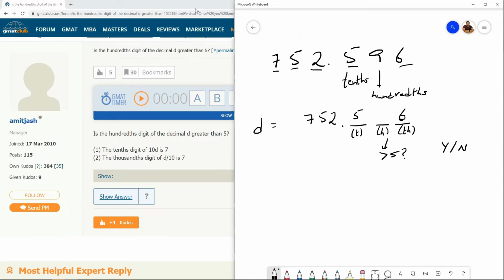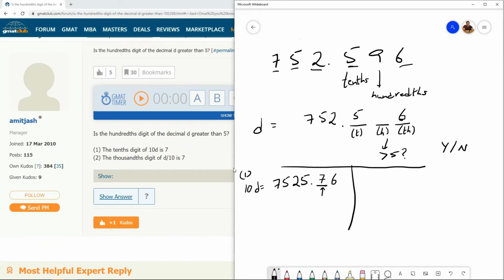It's a yes/no question. All right, let's look at statement 1. The tenths digit of 10D is 7. 10D, what would 10D be? D is this 752 point something. 10D is nothing but 10 times D. 10D would become 7525 dot, now I'll have that blank, this one here, and then 6. This is 10D. What am I given here? That the tenths digit, so basically this digit here, of 10D is 7.